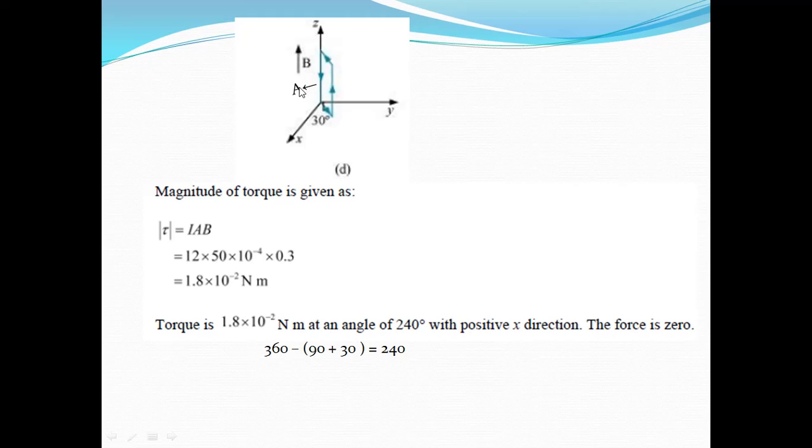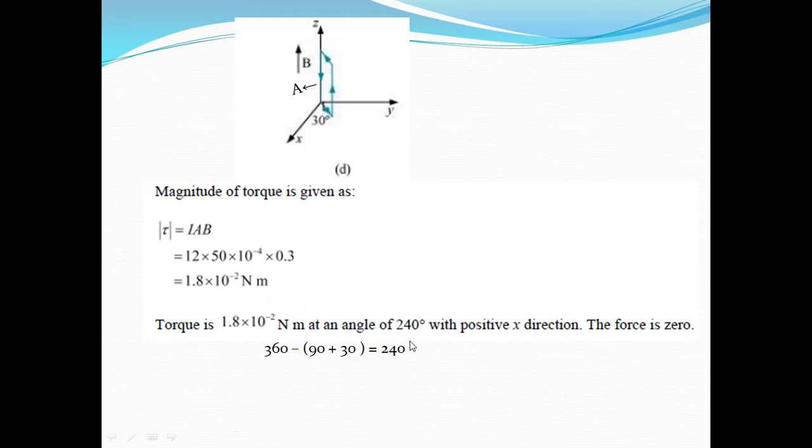The direction of area will be perpendicular, it is normal, so there is a total of 90 plus 30 degrees. We are going to find only the magnitude of the torque. The magnitude of the torque is given as IAB. So 12 into 50 into 10 to the power minus 4 into 0.3. You get 1.8 into 10 to the power minus 2 Newton meter.